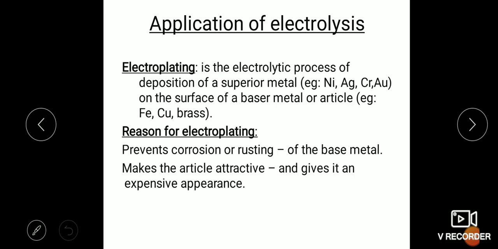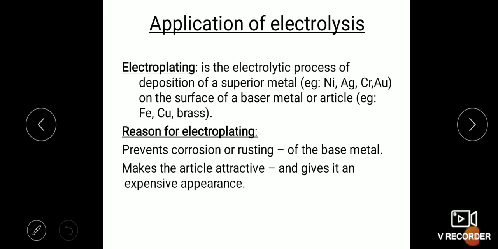Now, what are the reasons for electroplating? First one is electroplating prevents corrosion or rusting of the base metal. Like if I want to prepare a ladder in my home for a duplex flat, I'll be using iron for the construction of staircase because iron is a strong metal and is cheaper than aluminium or any other metal. Because if I use brass or copper, that will be much costlier and I may not afford it.